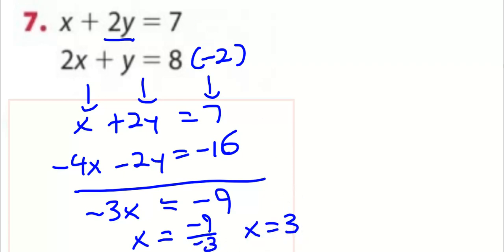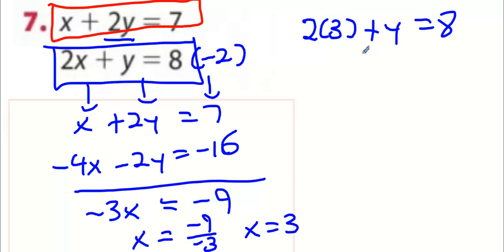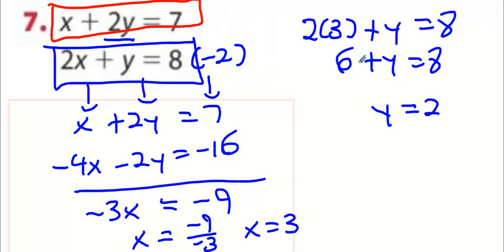You then go up to either of the equations, whichever one you want, the red box or the blue box, and you put in x equals 3. I will use the blue box, so it's going to be 2 times 3 plus y equals 8. 2 times 3 is 6. 6 plus y is 8. This must mean that y must equal 2. So 6 plus 2 equals 8. You can move it over to the other side and do 8 take away 6, which is 2.